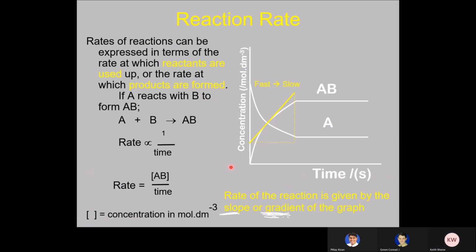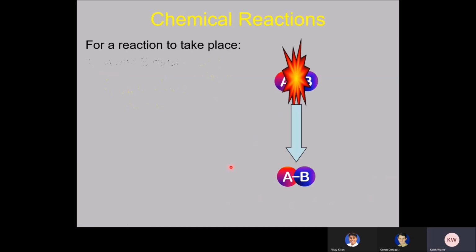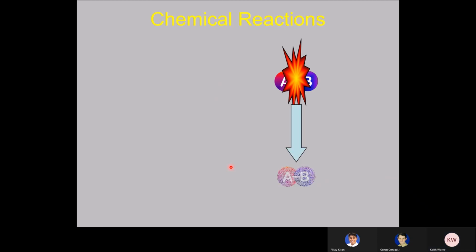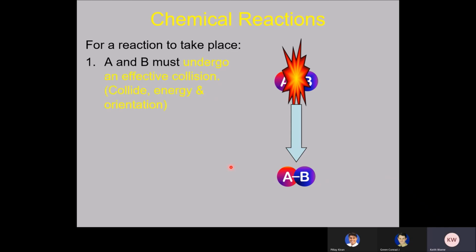Good. Right. So, chemical reactions. What has to happen for chemical reactions? If A is going to react with B, they have to collide with enough energy to break bonds. And if they collide with enough energy, then old bonds can break and new bonds can form. So we say they must undergo an effective collision or a successful collision.